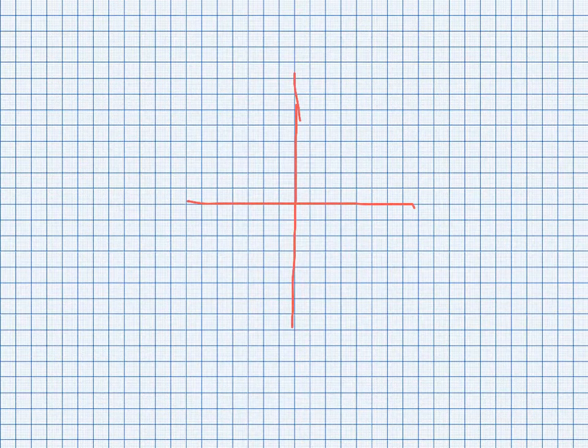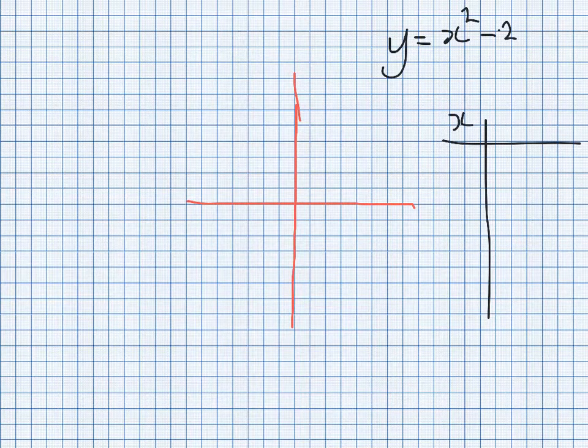For this question I want you to draw the graph y equals x squared minus 2. Remember, draw up your x and y, so x and y equals x squared minus 2. That's a 2 there. And you're going to have x values of -2, -1, 0, 1, and 2. So I'm going to pause this. I want you to pause this now and have a go at drawing it, and then come back and check your answer.